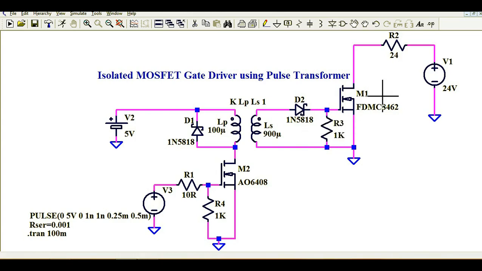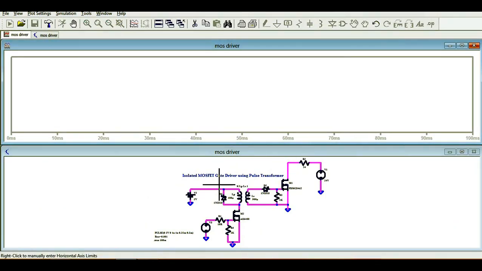Okay, now this is MOSFET M1, FDMC8462, and you can see here I'm driving my load with 24 volt. So I hope that is clear. Now let me run the simulation and let me show you the waveform.